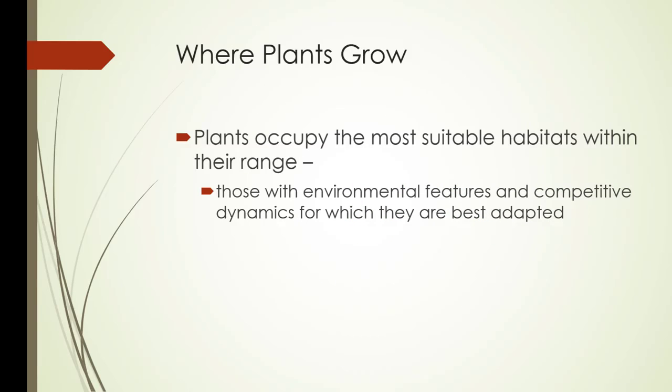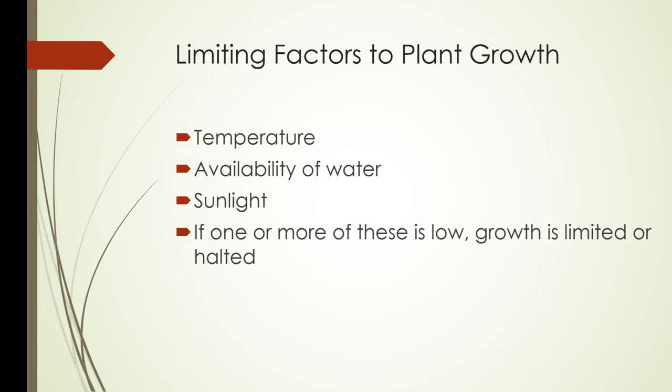So plants occupy the most suitable habitats within their range, those with environmental features and competitive dynamics for which they're best adapted. This is where we get into trouble with invasive species, because while the native species might be in the right conditions, invasive species can crowd them out pretty easily. So limiting factors to plant growth include temperature, the availability of water, sunlight, and then if one or more of these is low, growth is limited or actually halted.